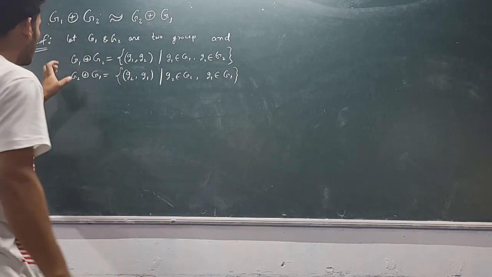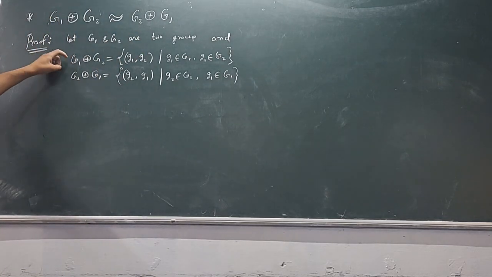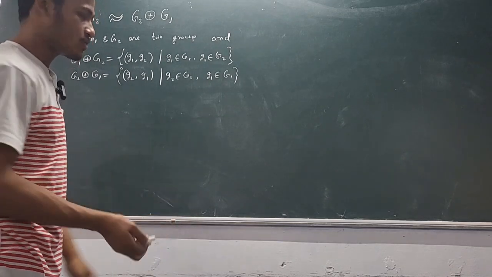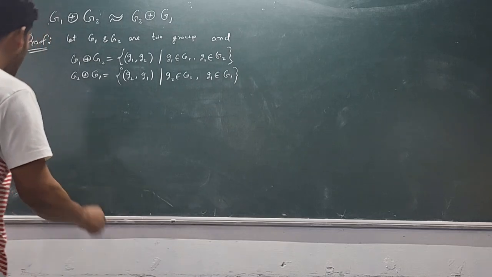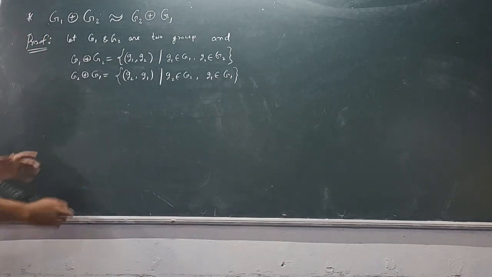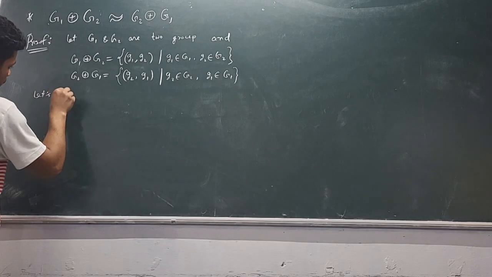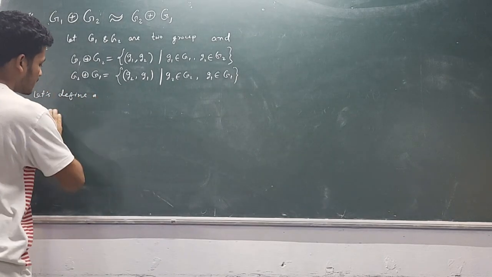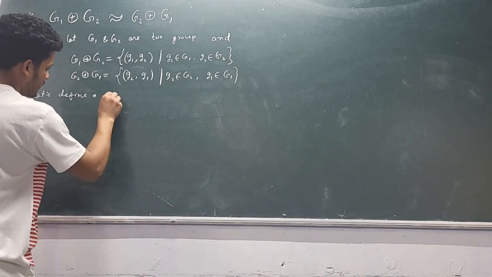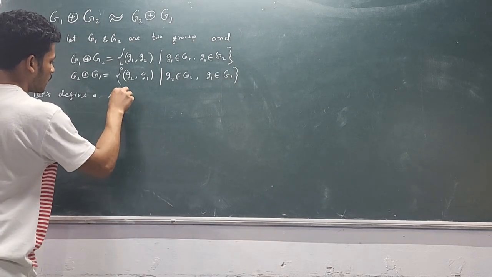So we have to show these two are isomorphic. Then we have to make a bijection from this group to that group, one group to another, which is also a homomorphism. Okay, make an isomorphism first. So let us define a function, a map.